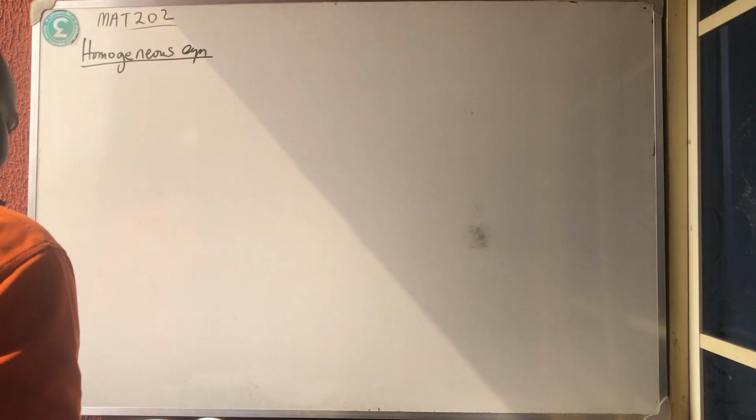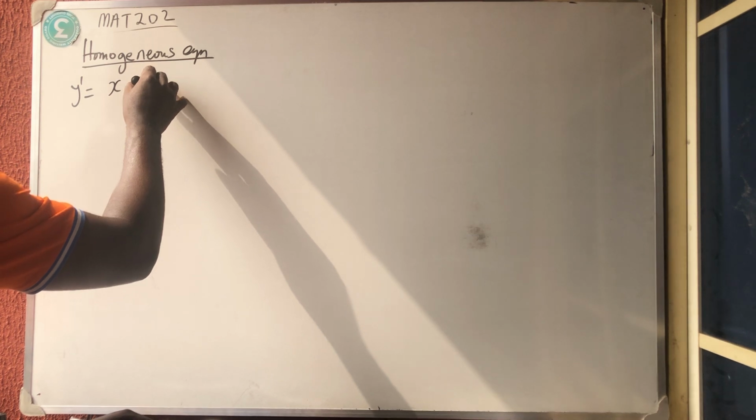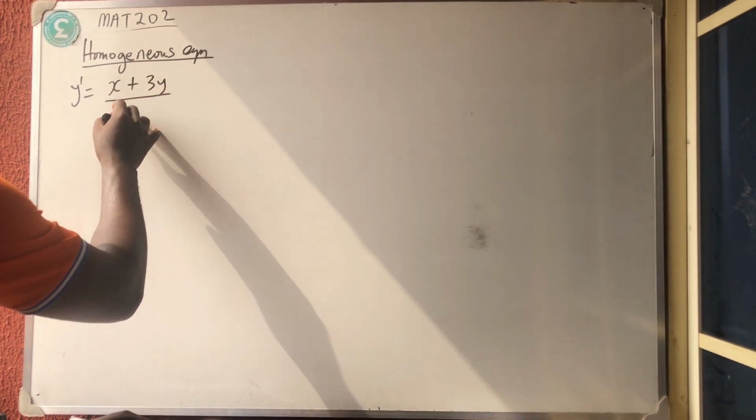So let's talk about homogeneous equations. Now, how do you know that an equation is homogeneous? Let me find one question here. Okay. Now they say that y prime is equal to x plus 3y all over 2x.